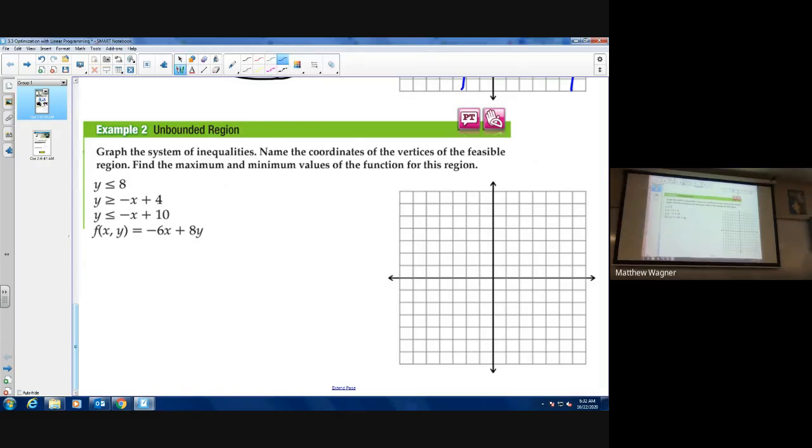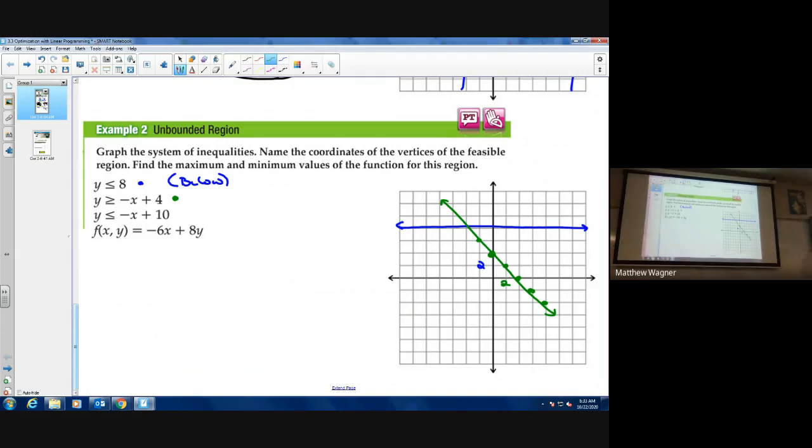Continuing on with example 2, we're going to do the same thing we just did. I'm going to change the scale slightly, so I'm going to go by 2s: 2, 4, 6, 8. And I'm going to shade below this line. Again, we're going through the same process, except you'll notice this region is going to be unbounded. So we have -x plus 4. The y-intercept is 4, and then we go -x, down 2 over 2. We'll say that's by 2s as well, just to keep my graph consistent.